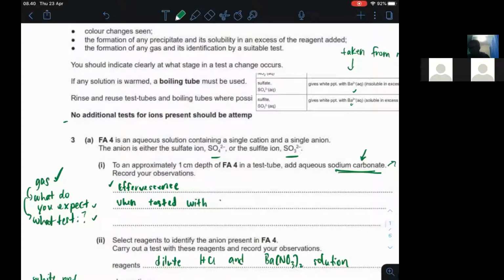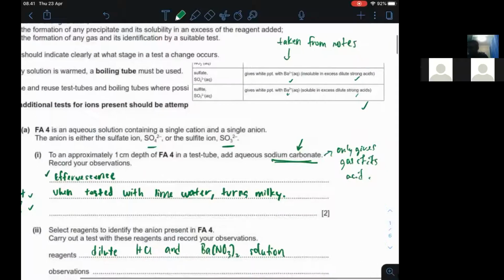Imagine you are testing with lime water and you find that the lime water turns milky or cloudy. Now you confirm that carbon dioxide is being released. When carbon dioxide is released with sodium carbonate, the sodium carbonate reacts with what to give you carbon dioxide?